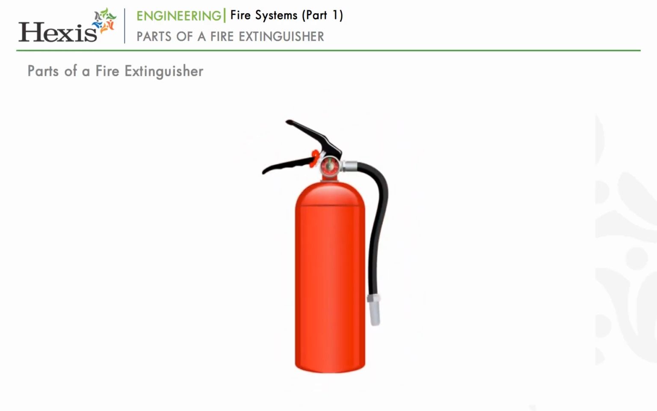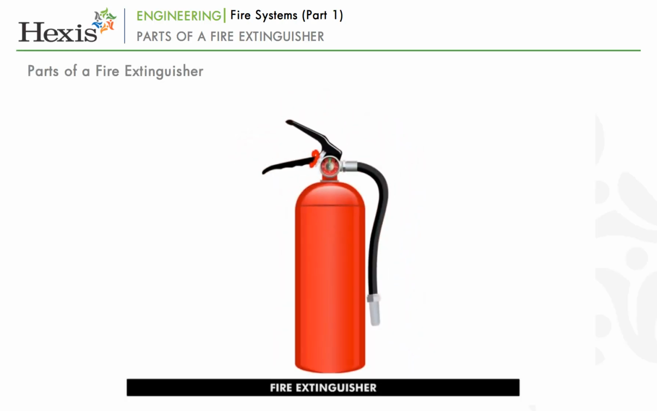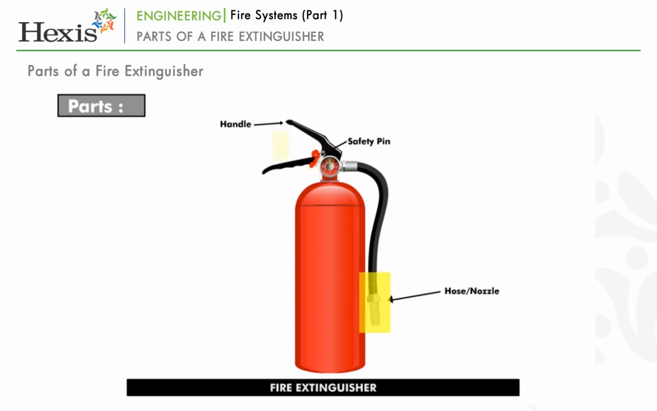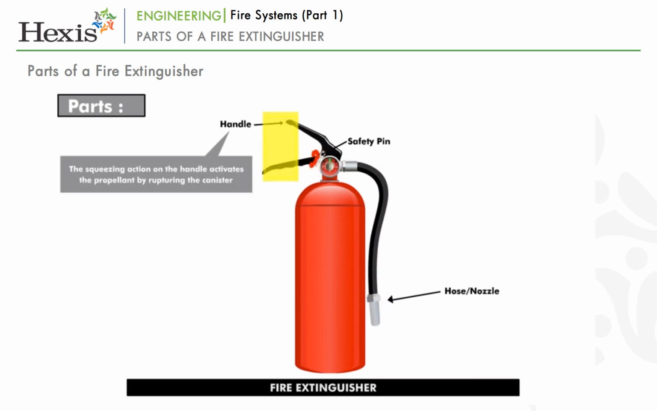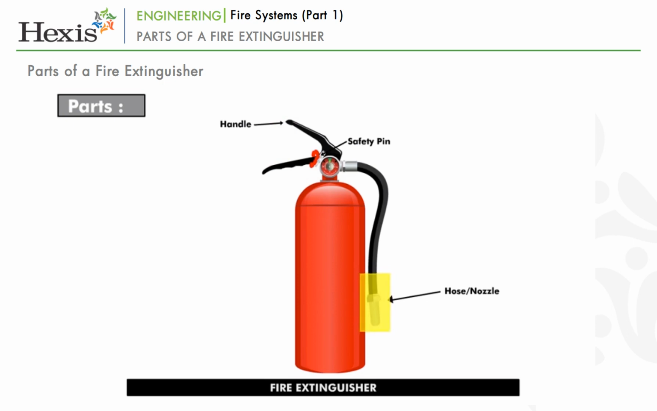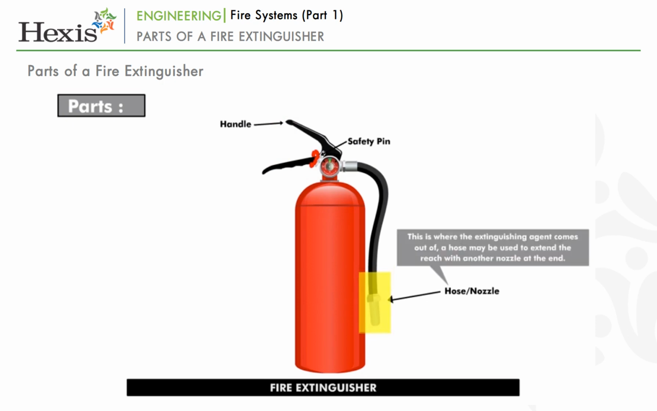Now that you have understood the working of a fire extinguisher, let's look at its parts. A fire extinguisher has three main parts: safety pin, handle, and a hose or nozzle. Safety pin. The safety pin is used to prevent accidental discharge. Handle. The squeezing action on the handle activates the propellant by rupturing the canister. Hose or nozzle. This is where the extinguishing agent comes out of. A hose may be used to extend the reach with another nozzle at the end.